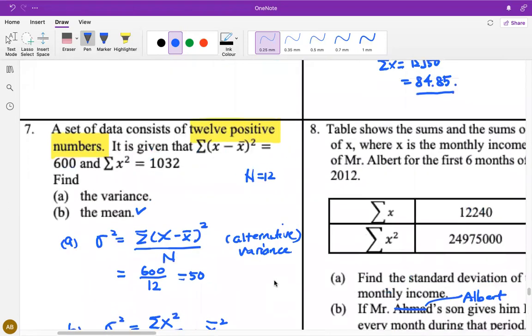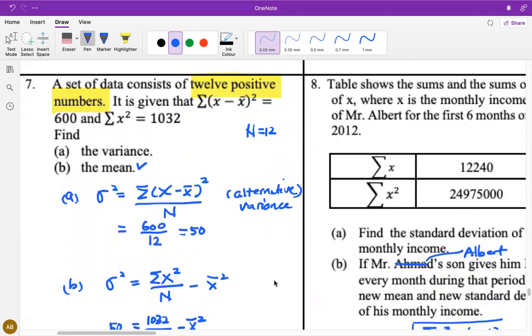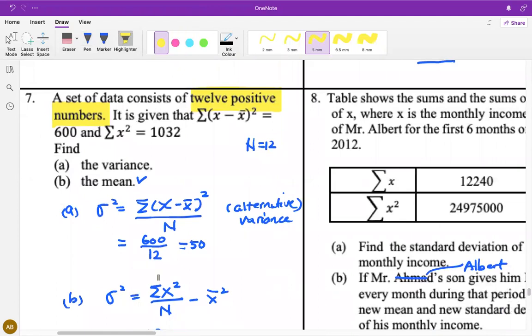So for A and B, remember the alternative formula, right? This one I think we have discussed already. Maybe you forgot, so there are two, yellow and green formula for variance.